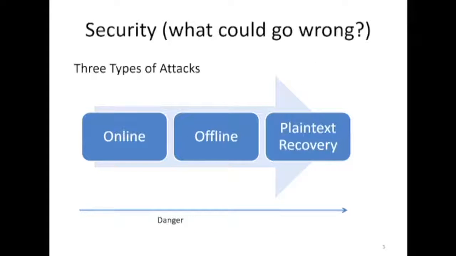Let's look first at the issue of security. What could go wrong? In increasing order of danger, there are three types of attacks that an adversary could mount: online attacks, offline attacks, and plaintext recovery attacks. I'll illustrate each attack in the next few slides.